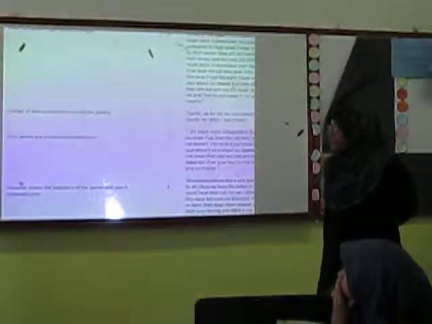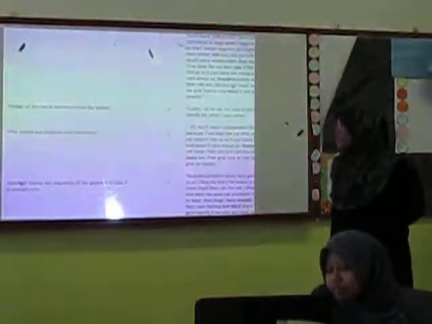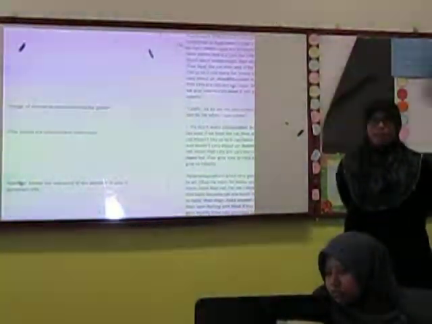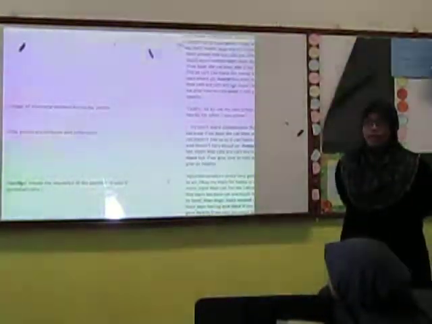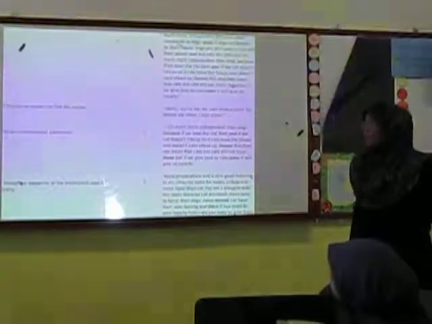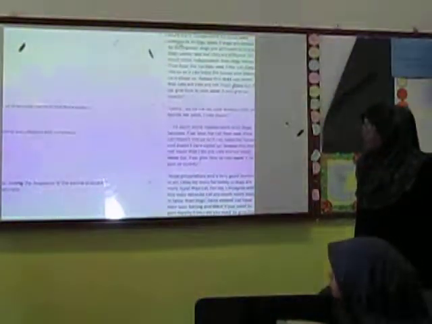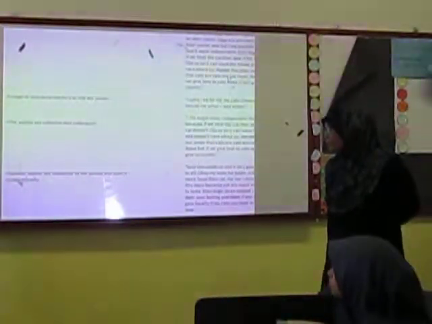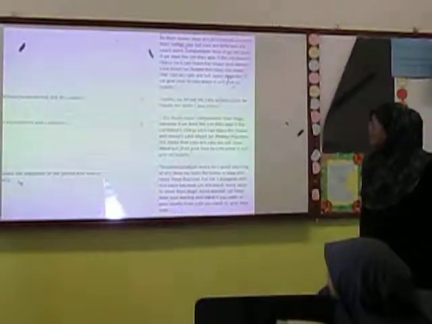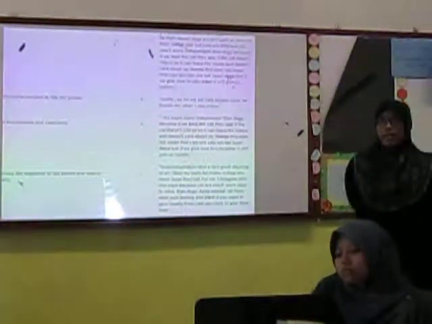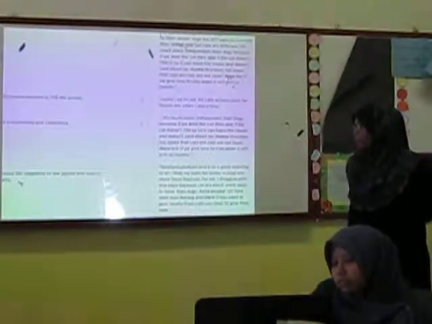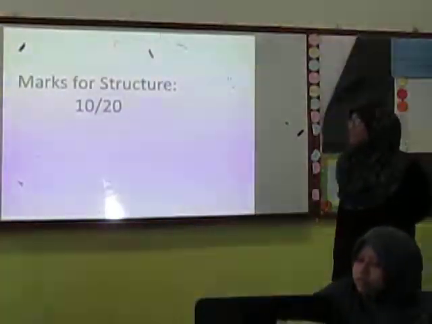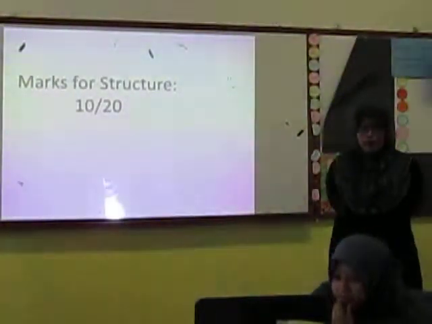Okay, the third statement is the points are cohesive and coherent. The score given is 2 because he did not manage to relate the first point to the second point. So they are quite different. It is not related closely. The last one is speakers know the sequence of the points and use it systematically. The score given is 3 because he first read, then he stated his 3 points and explained, and then he managed to conclude. Okay, the score given for structure is 10/20.